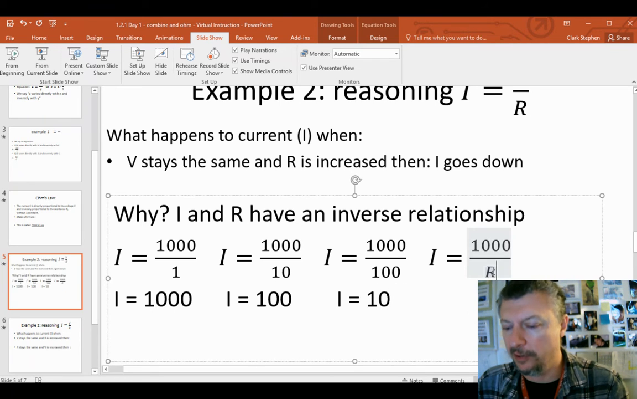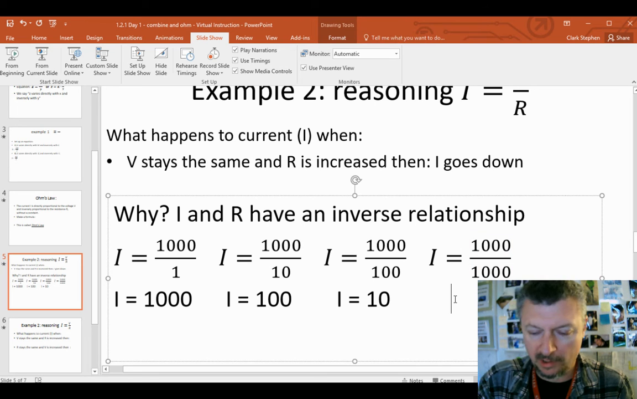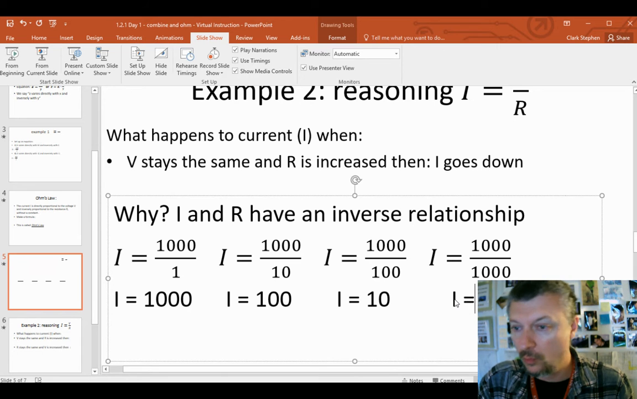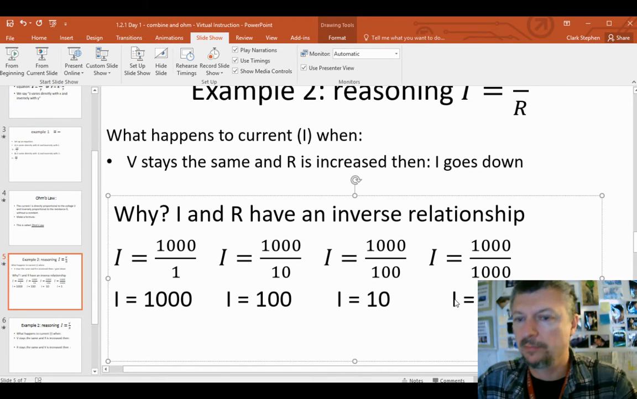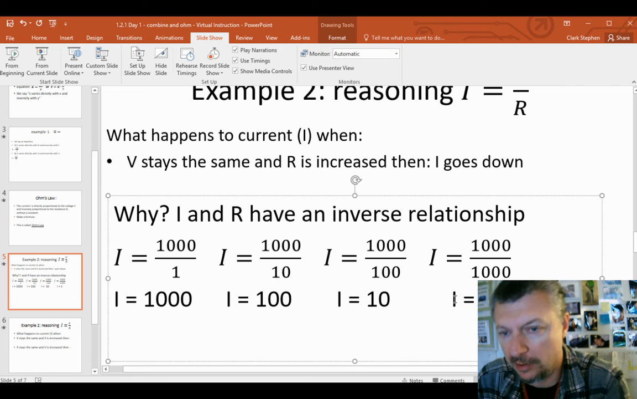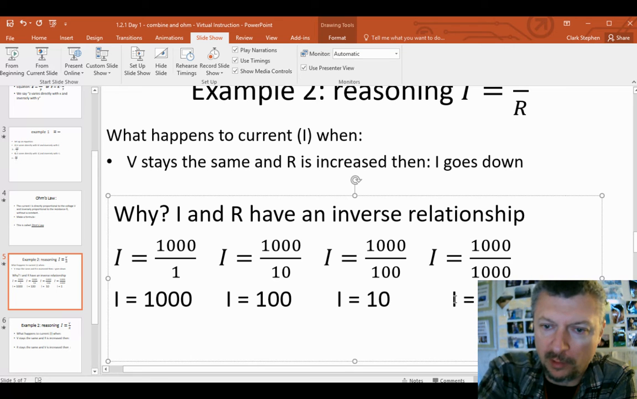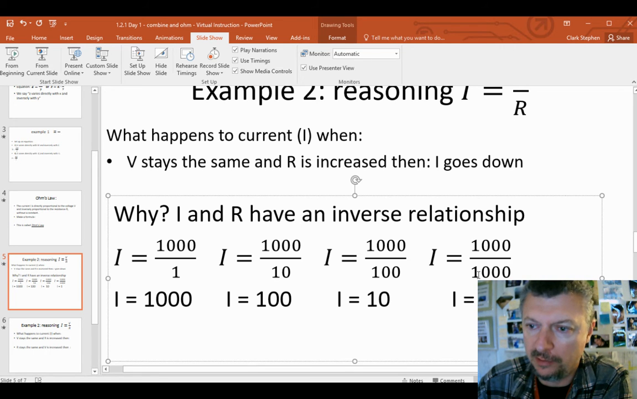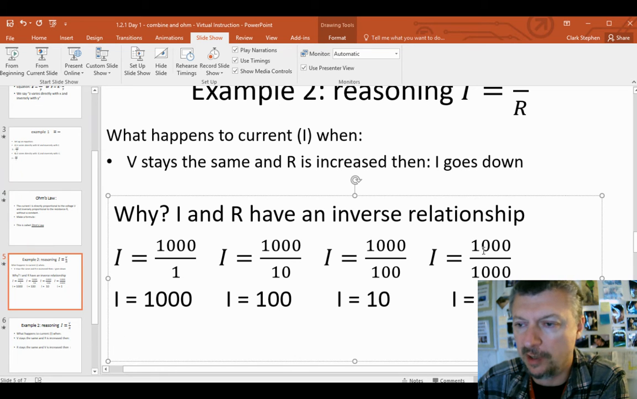And you could keep going and going. But if you divide it by 1,000, I would be 1. Okay, so as you can see, as R goes up from 1, 10, 100, 1,000, I goes down because this number is being divided by a bigger number. So that's why.